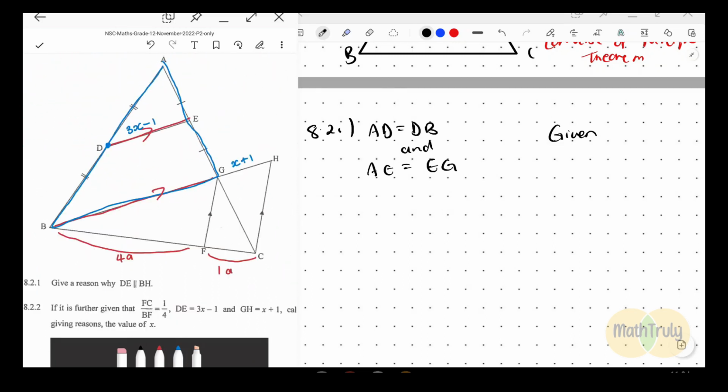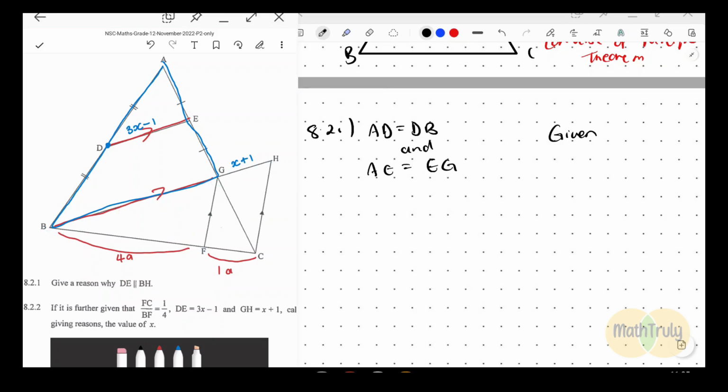Okay. Based on the fact that they gave you this ratio, they probably want you to use this triangle. So we're using the fact that we know FC over BF is 1 over 4, and that would be equal to GH over BG.